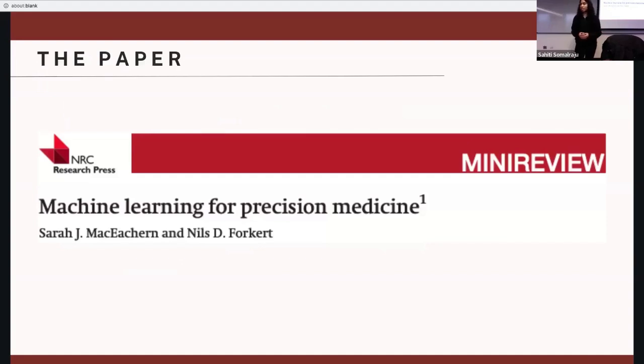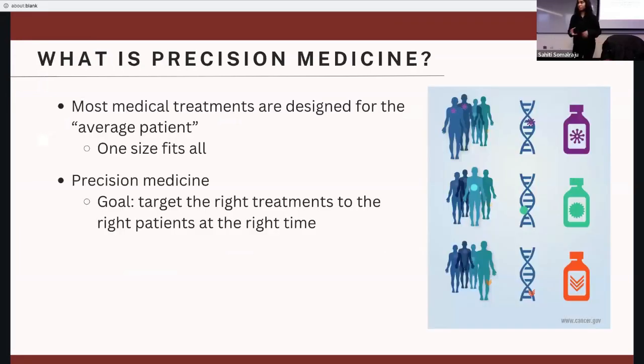So again, the paper we'll be discussing is called Machine Learning for Precision Medicine, and this was published in 2020. This is a mini review paper, and again, it was just a really great introduction to machine learning and precision medicine.